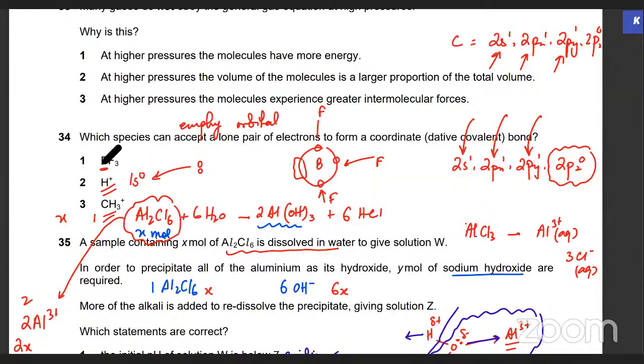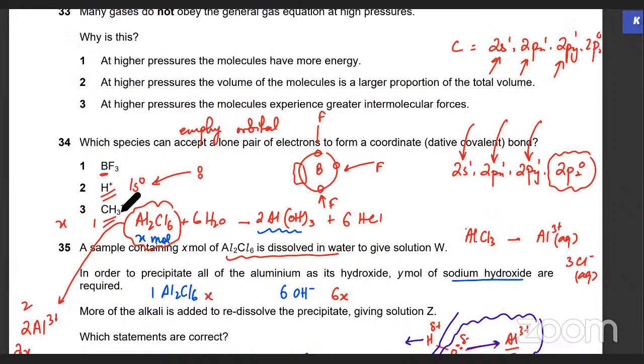Boron needs 2 electrons to complete its outer shell. And carbon at the moment has 6 electrons. It also needs 2 electrons to complete its outer shell.